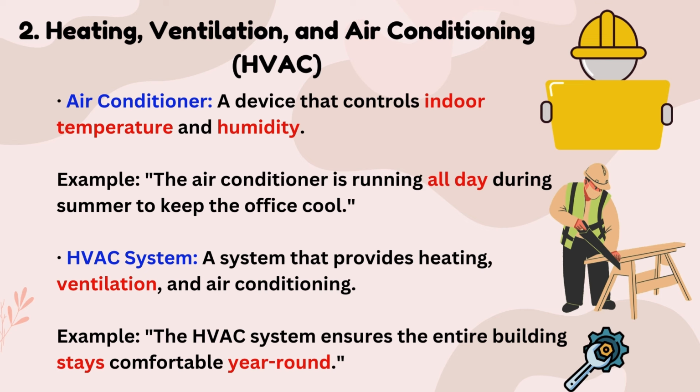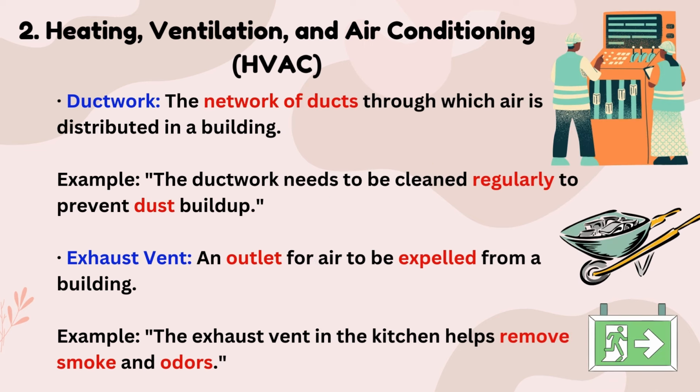HVAC system: a system that provides heating, ventilation, and air conditioning. Example: the HVAC system ensures the entire building stays comfortable year-round. Ductwork: the network of ducts through which air is distributed in a building. Example: the ductwork needs to be cleaned regularly to prevent dust build-up.